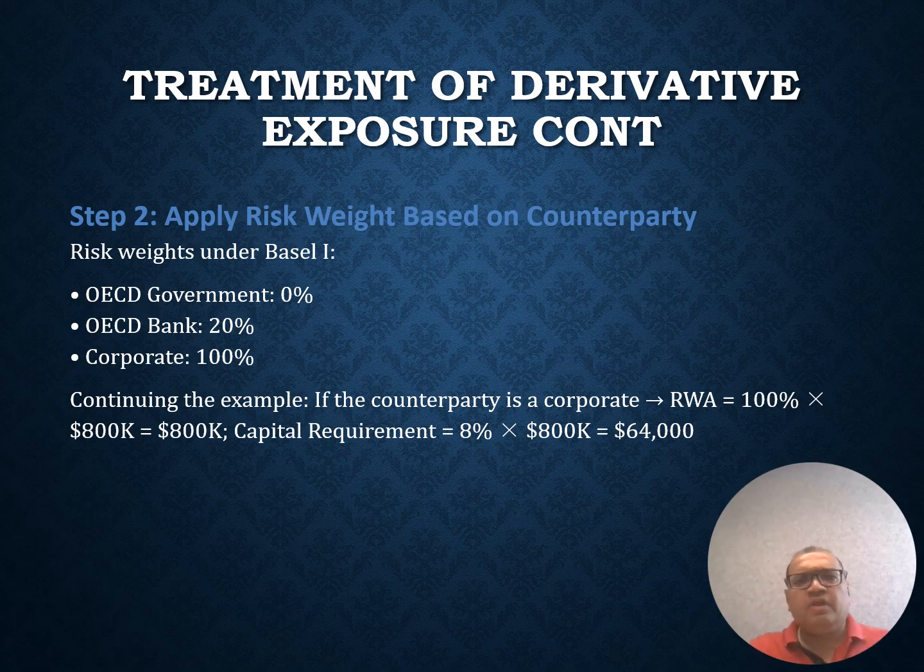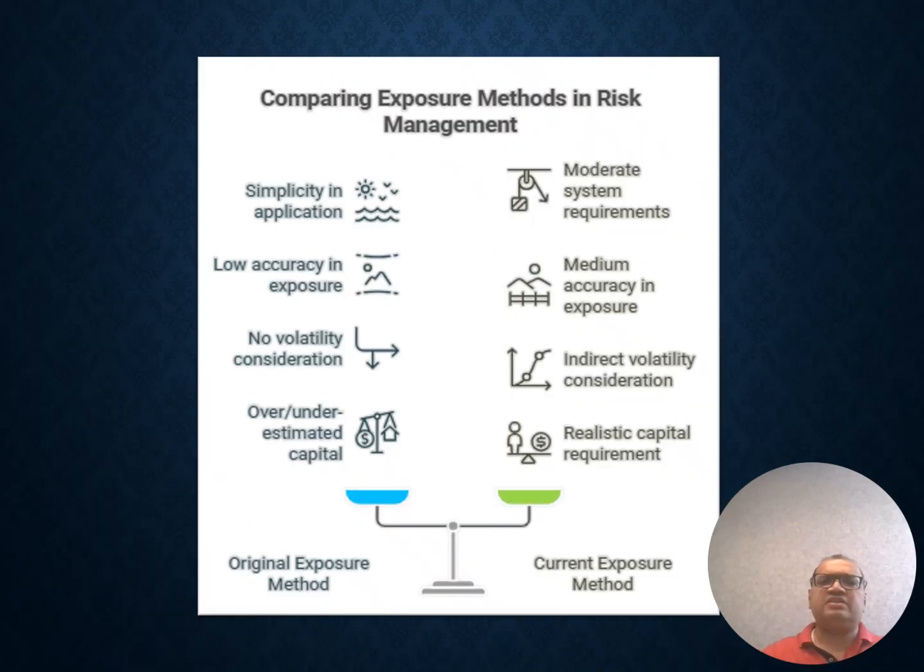I will repeat. For example, if it's a corporate exposure to which the credit equivalent amount works out to $800,000, of which you will take 100% as the RWA, which is again $800,000, and then you will apply the 8%, which is 64K, you will keep as capital aside. Now let's compare these two methods and see how they stack up.